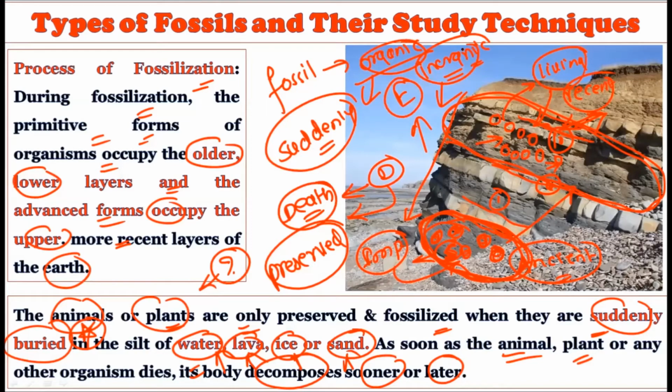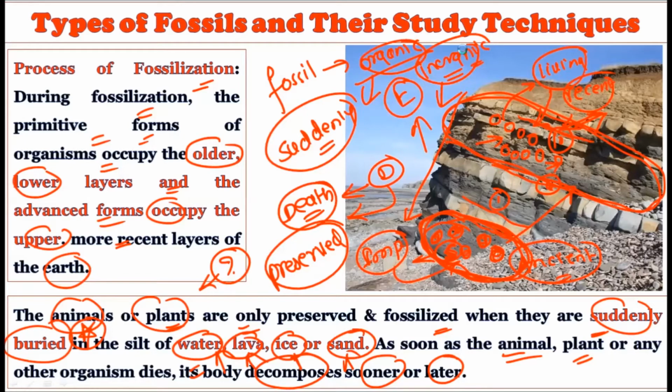So why are we finding fossil records today? Because they got buried suddenly, in the live form, inside the water, or inside the lava, or inside the ice, or inside the sand, and due to this they have got preserved in the different layers of the earth. So what is important to get fossilized? The plants or animal life should get buried suddenly.